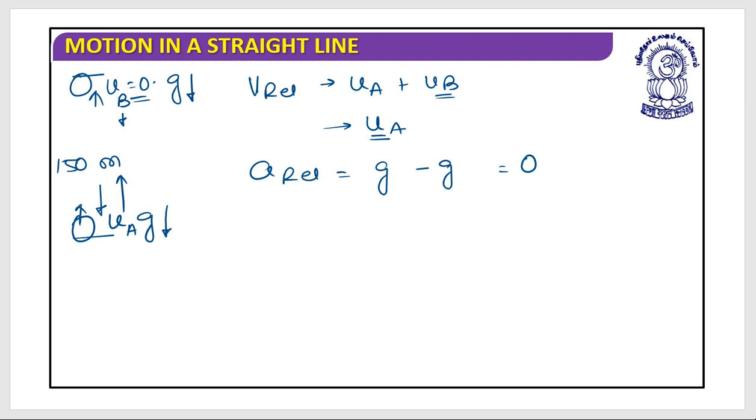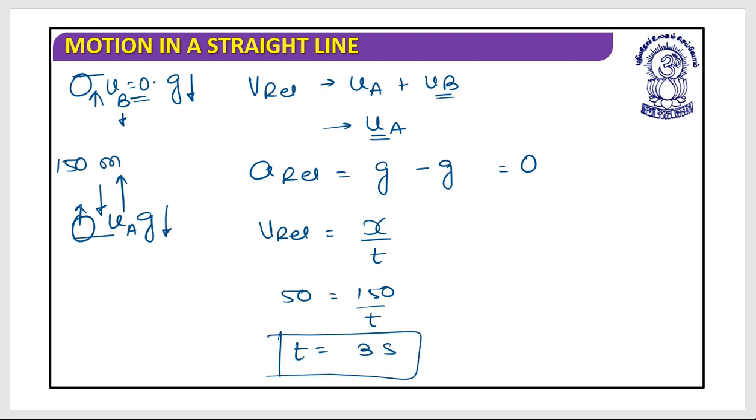So what I can have is that v relative is equal to distance traveled divided by time taken. Then v relative, which is 50, is equal to 150 divided by time. So this time would be 3 seconds. Yes, that is what we get.